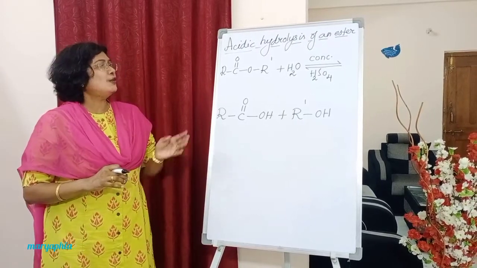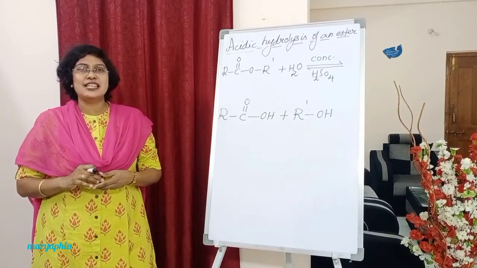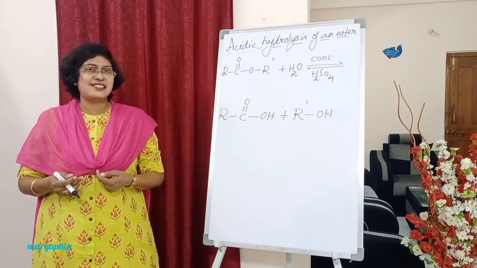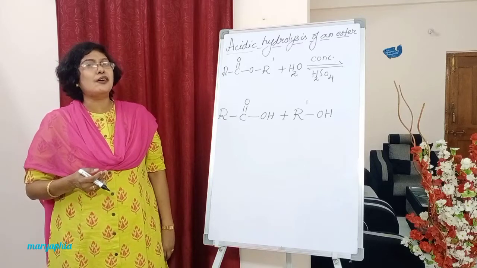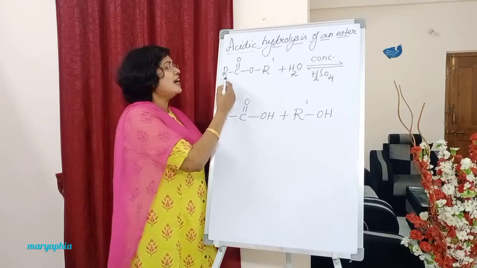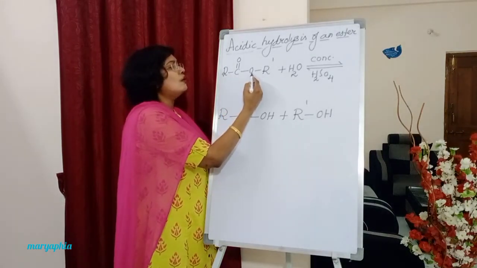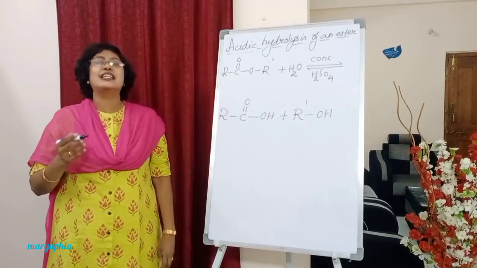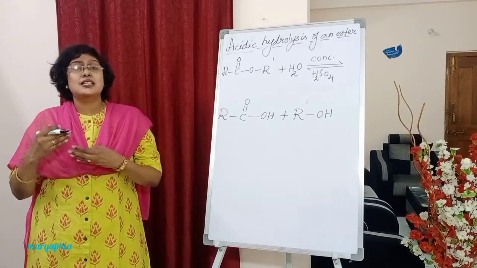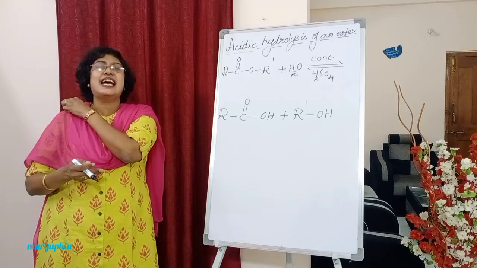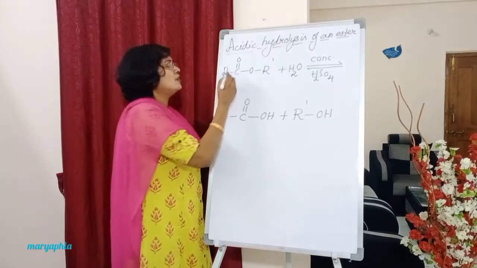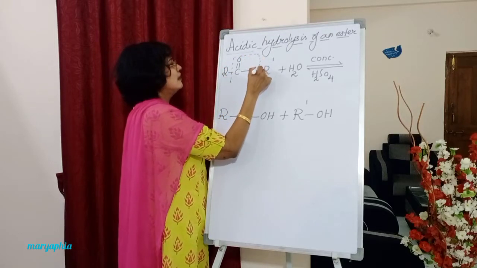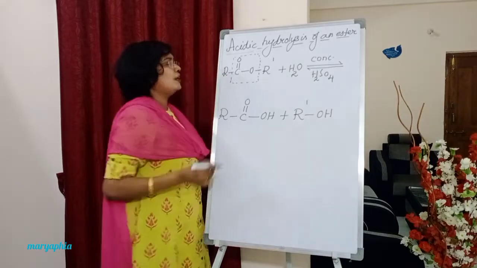Now look at the reaction written below the side heading. First of all, you should know what an ester is. The general formula of an ester is RC=O R dash. I could write R here also, but in order to differentiate between the two groups, I have mentioned it as R dash. Here it will have the C=O group.